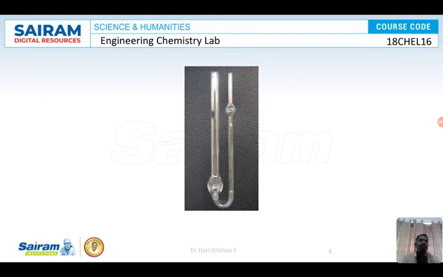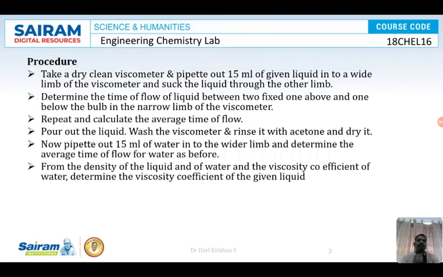You're going to suck the liquid using the rubber tubing to above the mark here, and as soon as the liquid reaches the mark, you start the stop clock and wait until the liquid level reaches the mark below the bulb. Once it reaches there, you stop the stop clock. So you're going to initially take a dry viscometer. If the viscometer contains any water content or moisture, the resistance to the rate of flow will be higher. So a dry, clean viscometer will be taken.